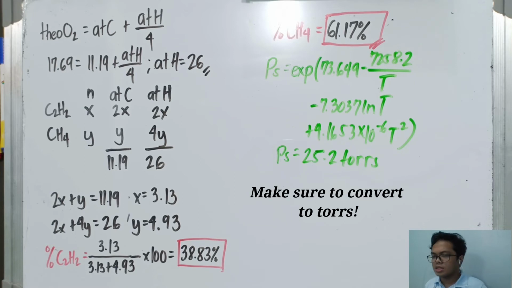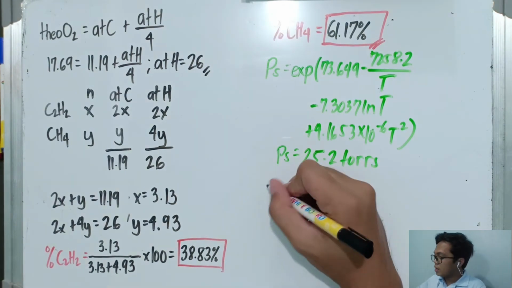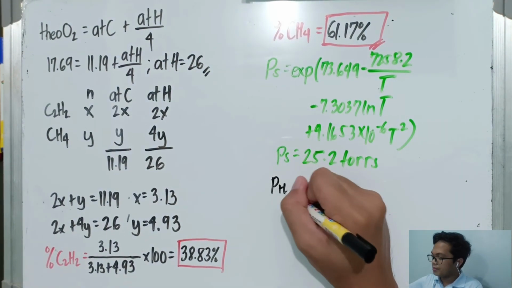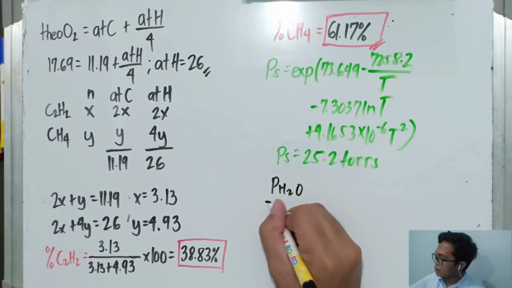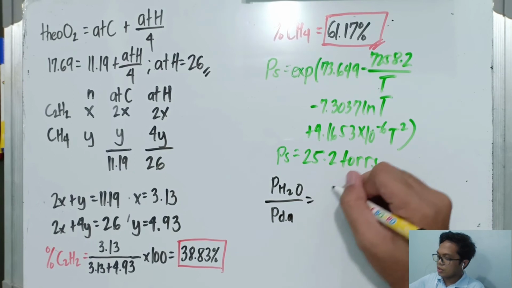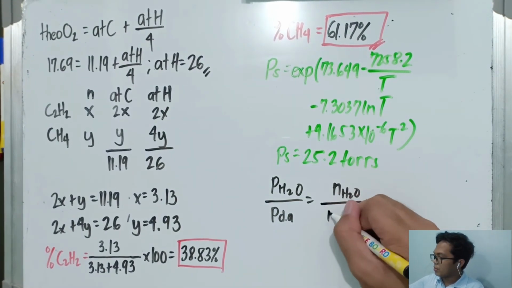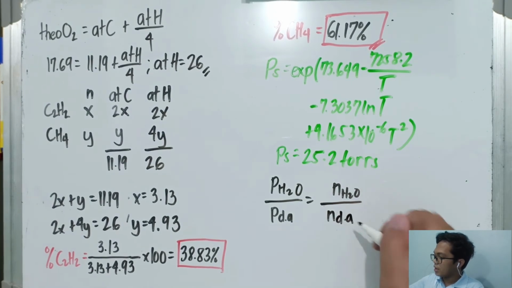And now, how do we use this saturation pressure? Hopefully, this has been discussed in your chemical engineering calculations 1. What we have to do is actually utilize the formula of pH2O over the pressure of dry air is equal to NH2O over the moles of dry air.